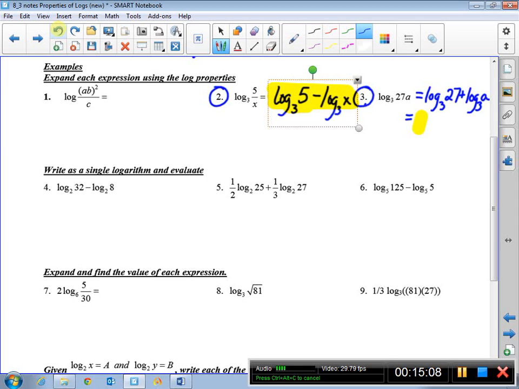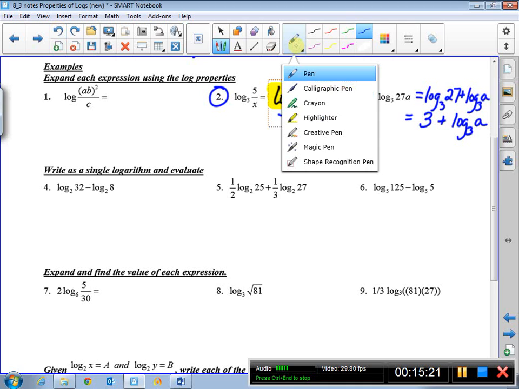It's equal to 3. And log of A, base 3 is just log of A, base 3. So there's your answer there.